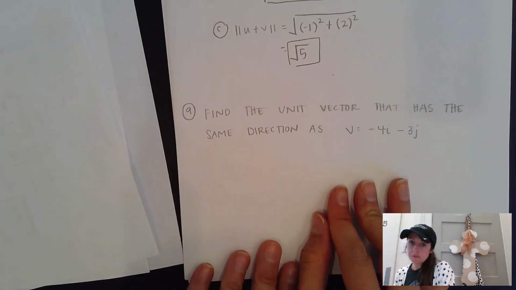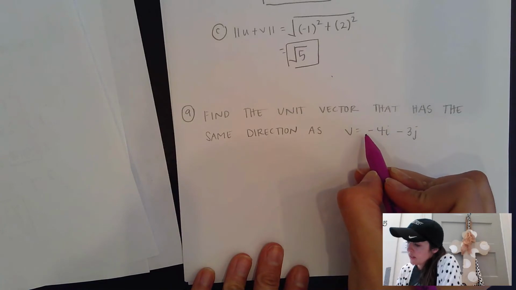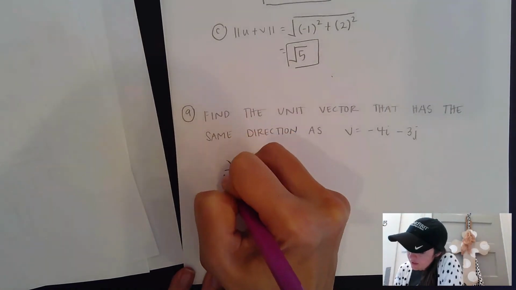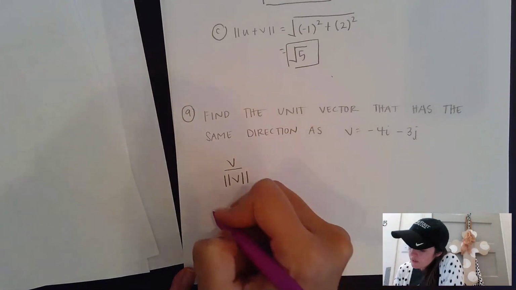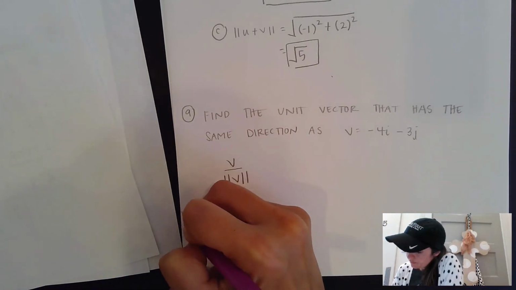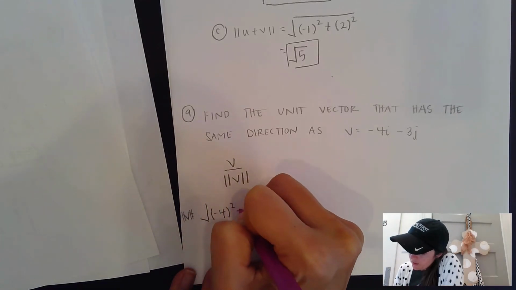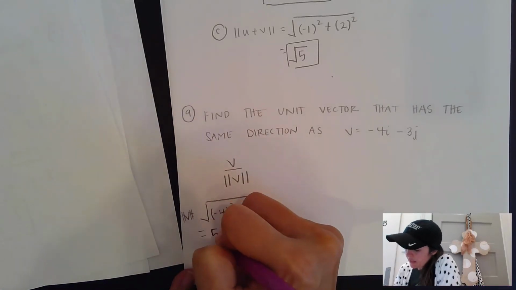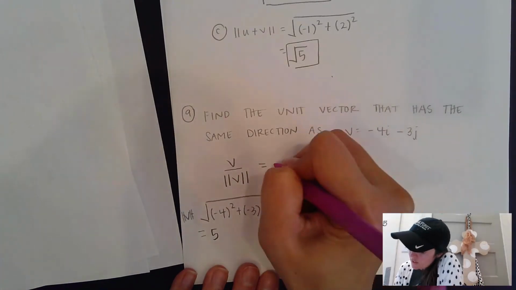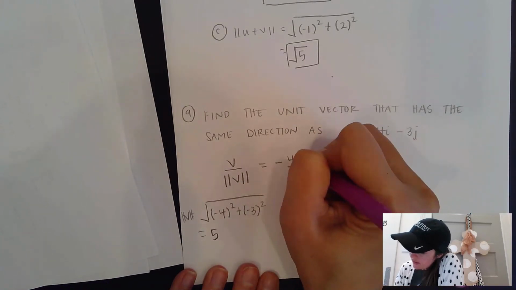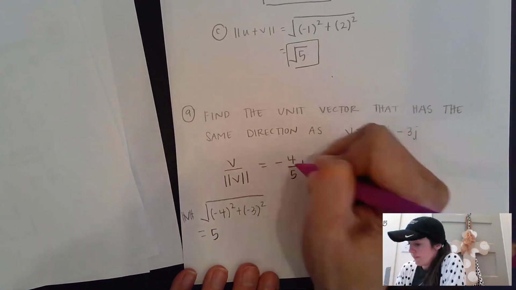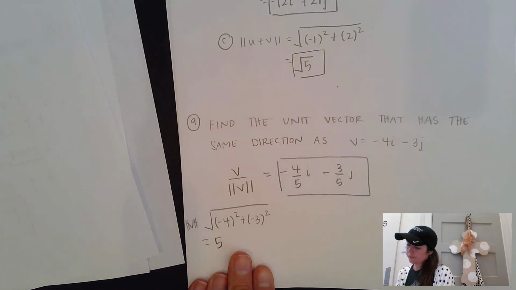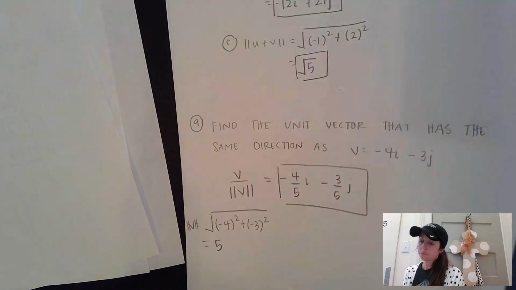Good deal? All right, this one I want to find the unit vector that has the same direction as negative 4i minus 3j. So I need to find the magnitude. So remember, we'll say v over the magnitude of v. So I need to find the magnitude first. So the magnitude is going to be a negative 4 squared plus a negative 3 squared. So that'll be 16 plus 9, which is 25, so that will be a 5. So the same direction, so it's going to be negative 4 over 5i minus 3 over 5j. Good deal. And that's got the same direction.